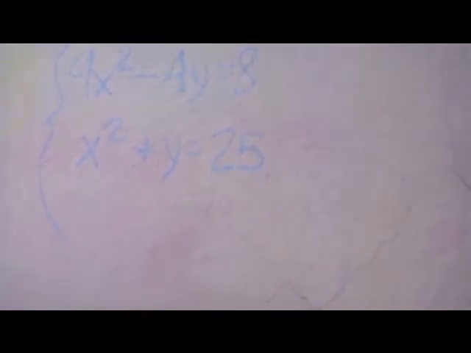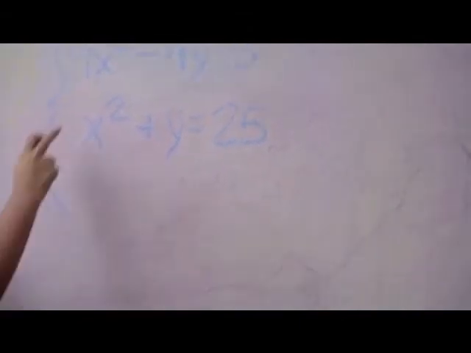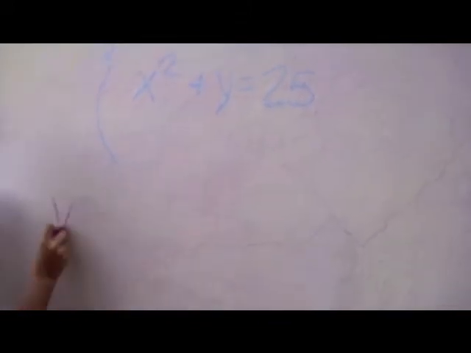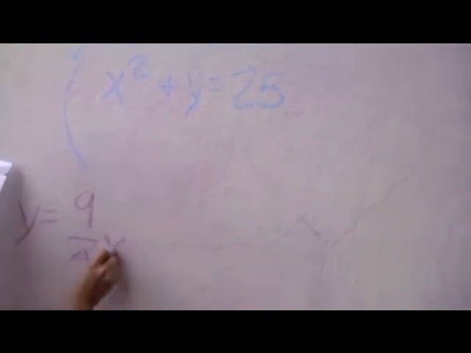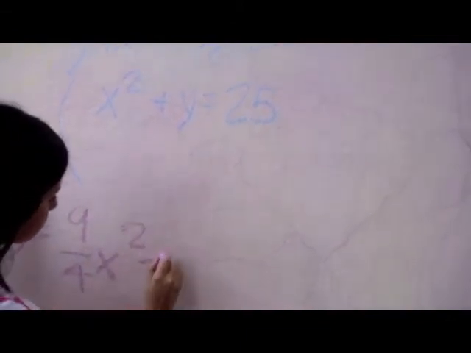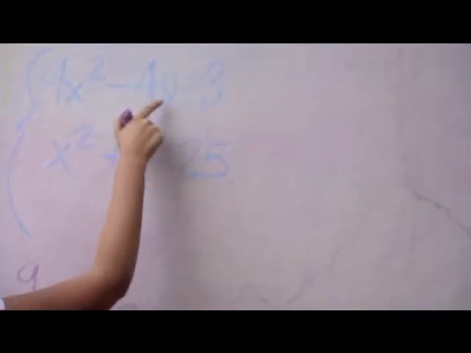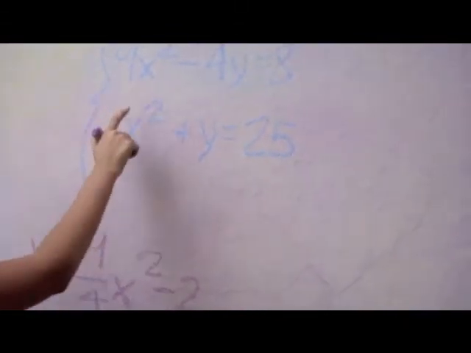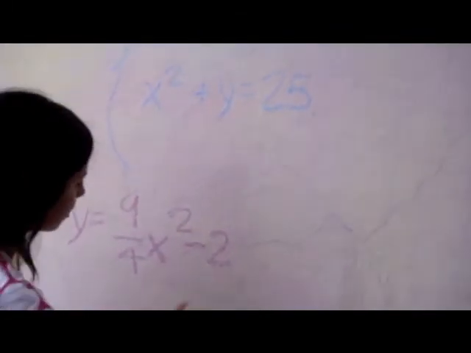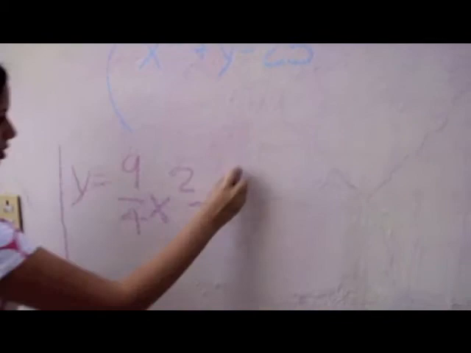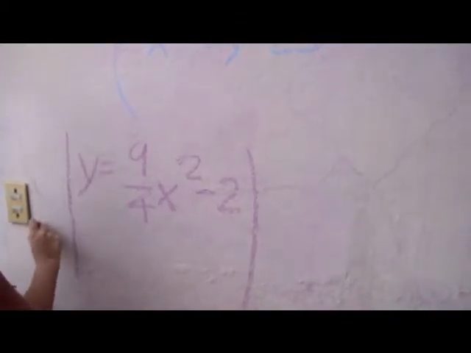To solve by the graphing method, we need to do a table for each of the equations, and we need to leave the y alone. So for this one, we will have y equals 9 over 4 x squared minus 2. What we did is we leave the y alone, so we pass this one subtracting, and then we divide it by negative 4, which makes it positive, and then the 8 divided by negative 4 makes it negative 2. Okay, so this is our first equation in the slope-intercept form.